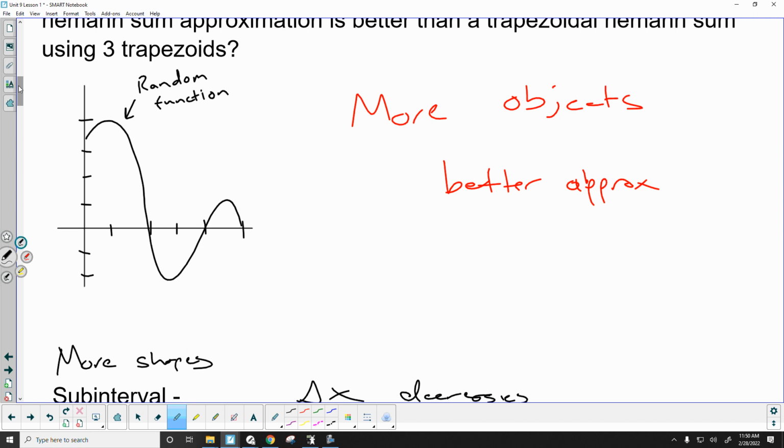Now, how many objects would you use before you felt really comfortable that that's probably really close to the exact amount? As many as possible. Infinite is the right idea. And what would that look like if you put an infinite amount of rectangles? It would look like a bunch of skinny lines that get added up. Okay? Wouldn't it look like that?